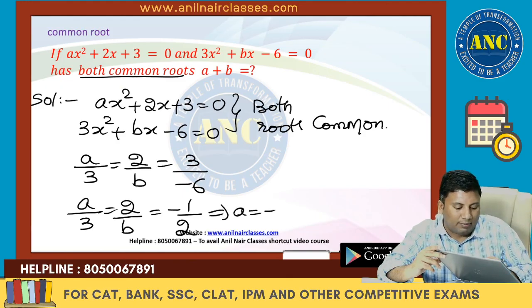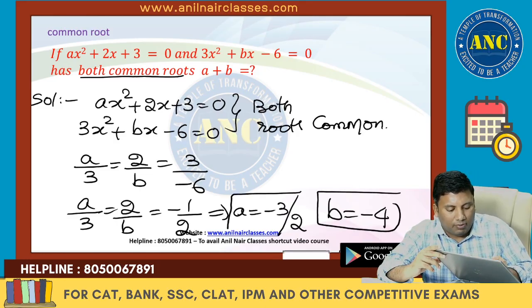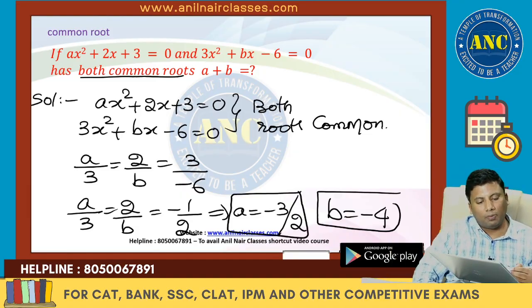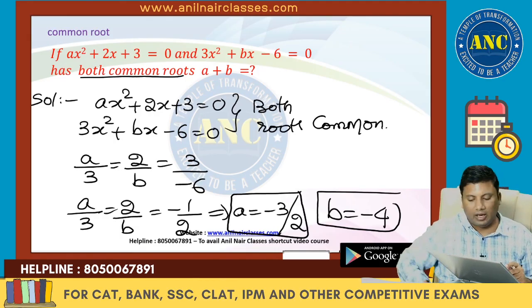a is nothing but minus 3 by 2. b is nothing but minus 4. a is minus 3 by 2 and b is minus 4. I hope the idea is clear.